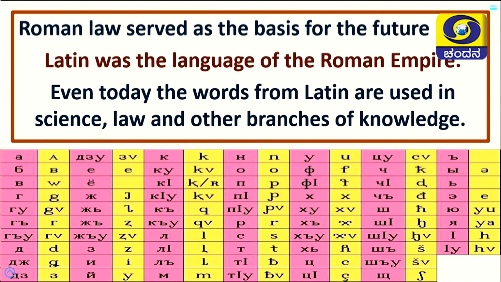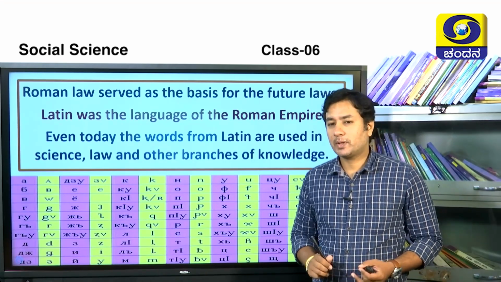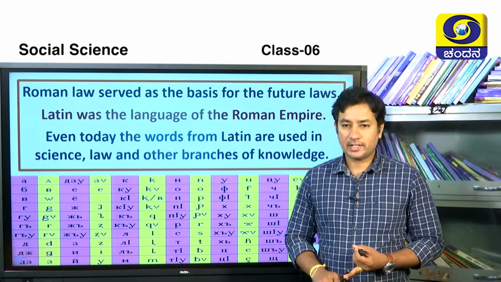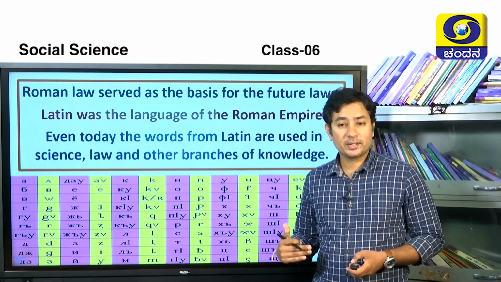Next, Roman law served as the best law for the entire world during that time. They spoke the Latin language. Even today, many words like alpha, beta, gamma, all that, come from Latin itself. That is nothing but Roman civilization. So far, we have learnt about Roman civilization and Greek civilization. Now, let's come back to India.